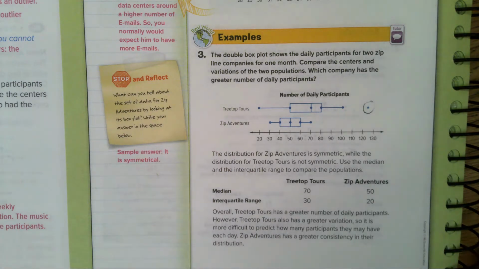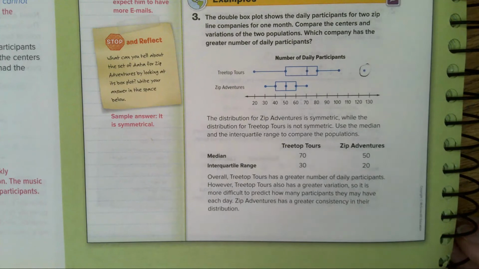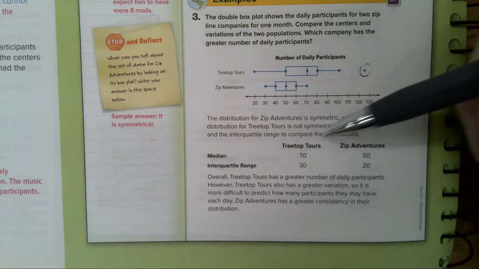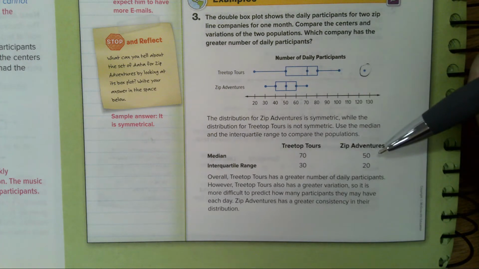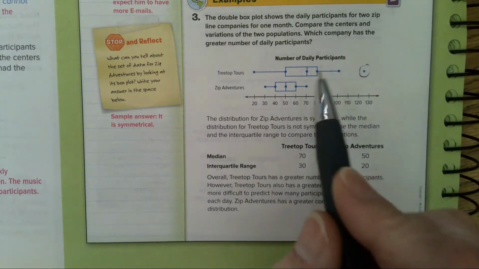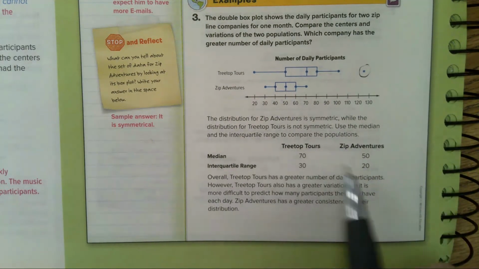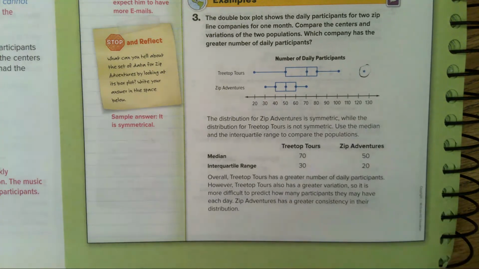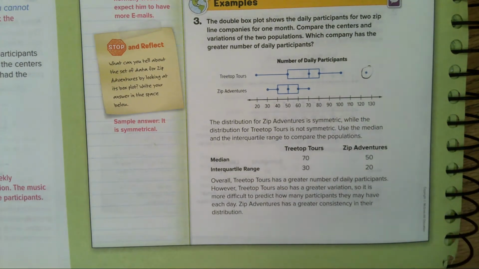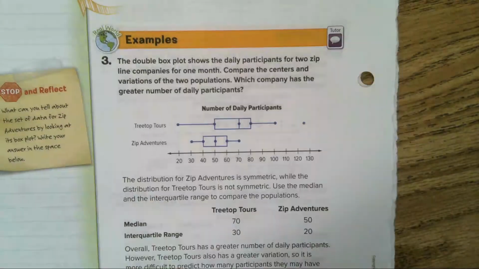So which company has the greater number of daily participants? It says it's not symmetrical, so we're going to use the median. Tree Toppers Tours is 70. Zip Adventures average is 50. The interquartile range, or the size of the box of this one, is 30. The size of the box for that one is 20. Okay, so then they just did a comparison. Now let's go on to the next page.